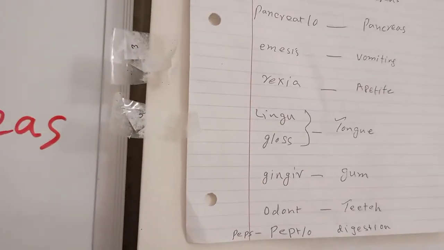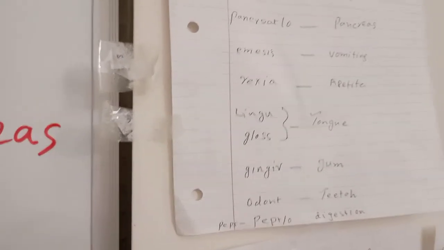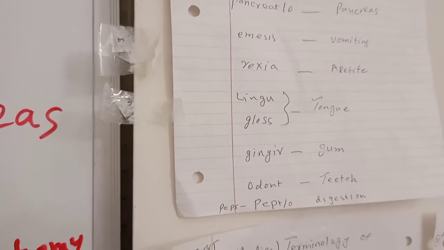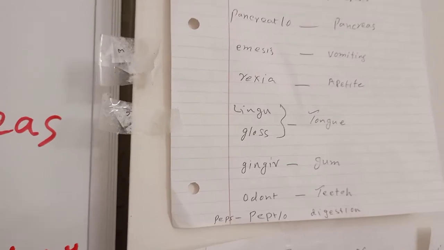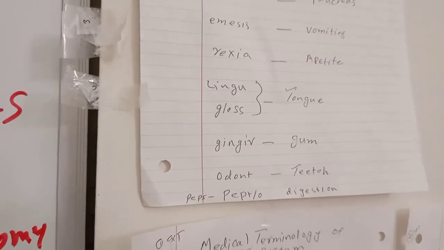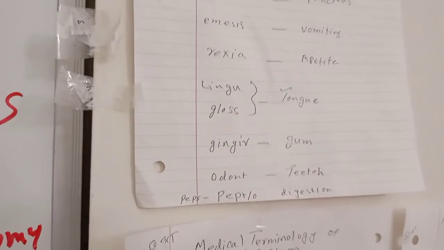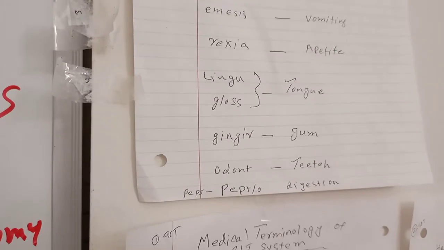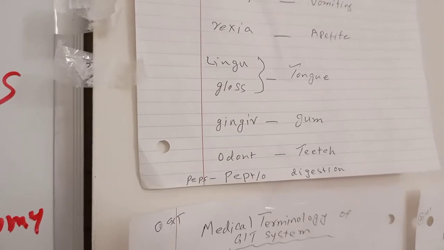Hyperemesis gravidarum. Hyper means excessive. Emesis is vomiting. Gravidarum is pregnancy. Some girls, when they become pregnant, have excessive vomiting in the first 3 months. This is known as hyperemesis gravidarum. Excessive vomiting due to pregnancy, in the first 3 months of pregnancy.